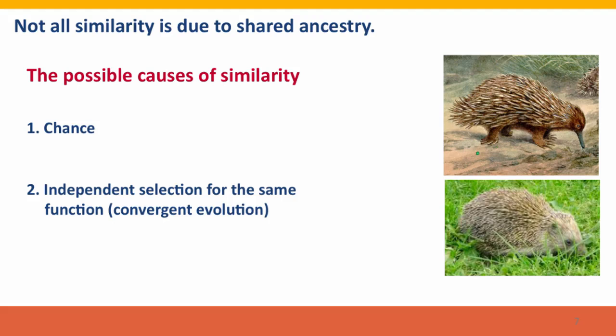Here we see two animals. This is the Australian echidna. Its only close relative is the platypus. It lays eggs. This is the European mammal, the hedgehog. Both of these animals eat insects, and both of them have transformed their fur coats into spines. We know that this is not homologous because we know a great deal about the ancestors of echidnas and the ancestors of hedgehogs, and they don't have spines. They have independently been selected for spiny coats as a form of defense.